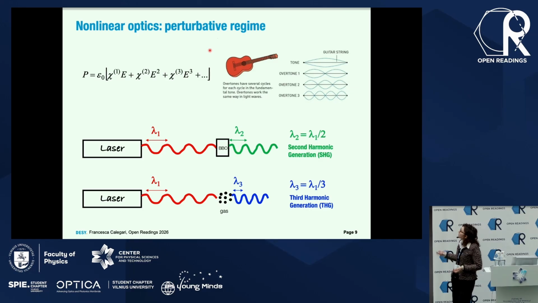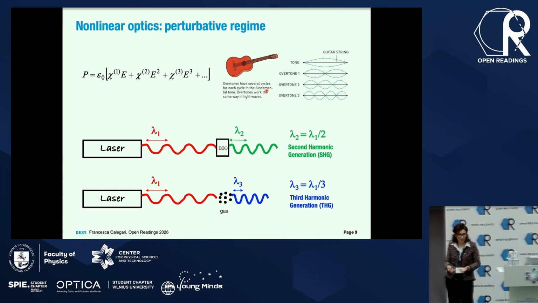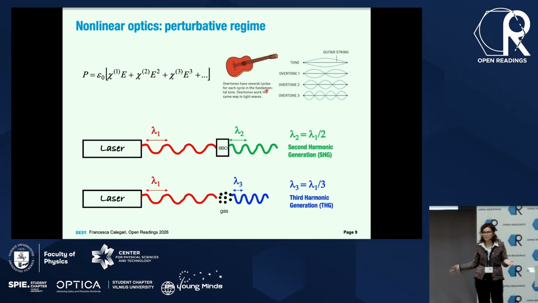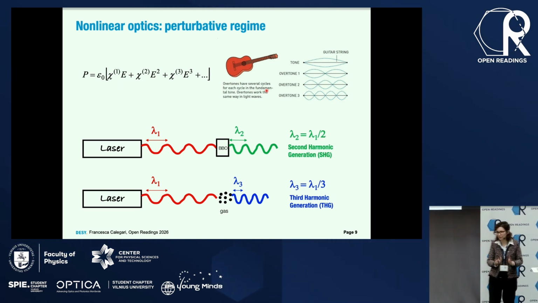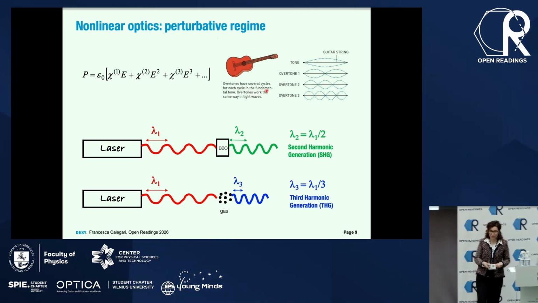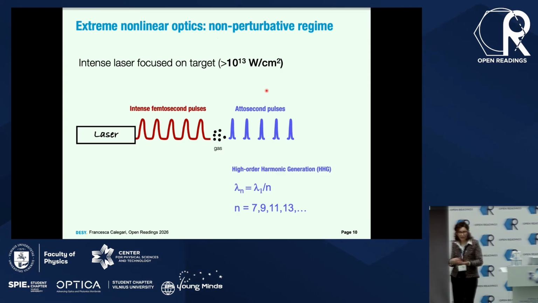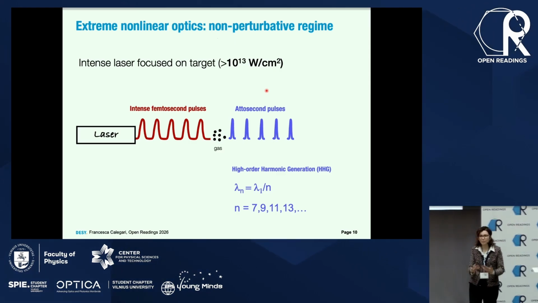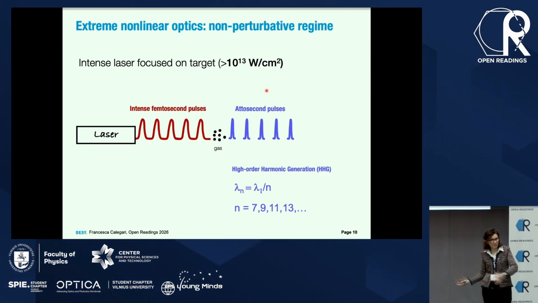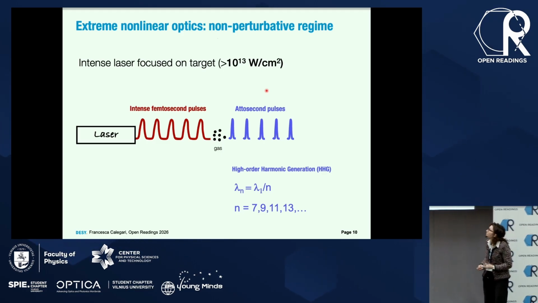But there is a limit, because as you increase the order of the harmonics, the efficiency of the generation of these harmonics drops exponentially. So you don't get efficient high order harmonic generation with a mild perturbation of the medium. In order to really shift the carrier wavelength to very high photon energies, here we are talking about extreme ultraviolet light or even soft X-ray light in some cases.